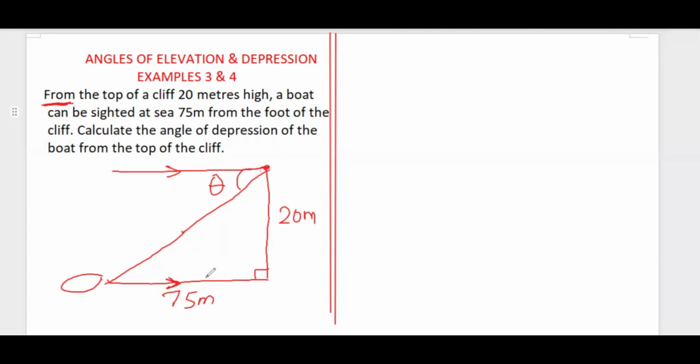For those of you who have not watched the video on angles and lines, go to the channel and watch it to see. This is what we call alternate angles. The angle here will migrate to this place by means of the alternate angle theorem. So we have it this way. That means whatever you get for theta here is what the angle of depression there will be.